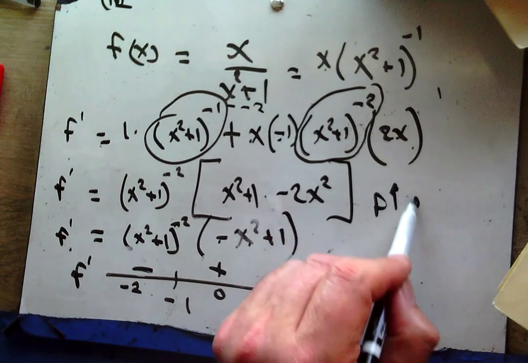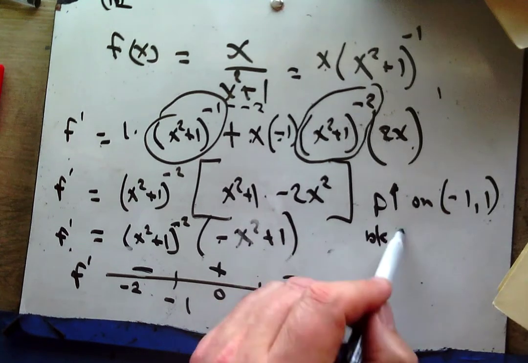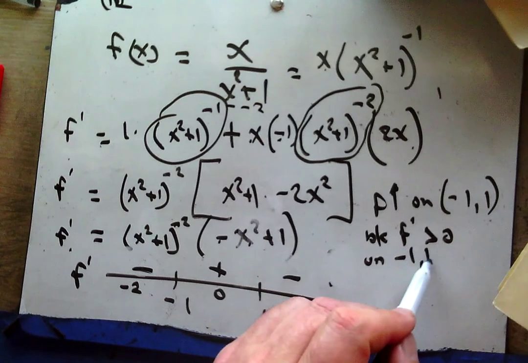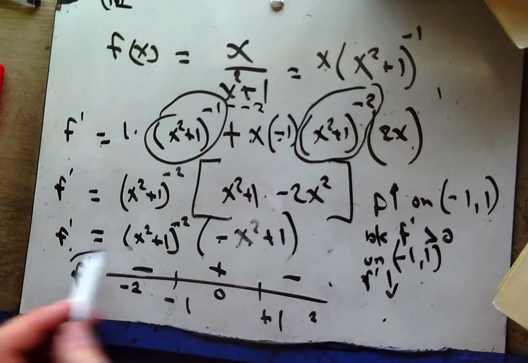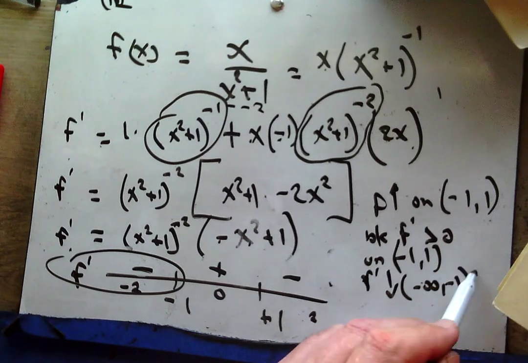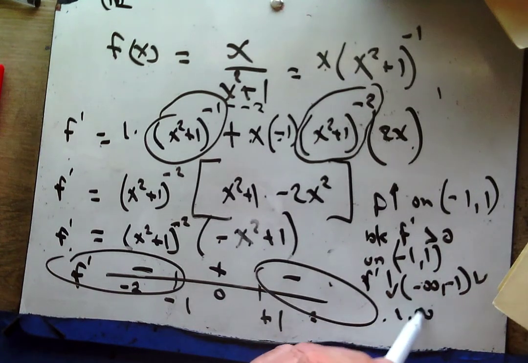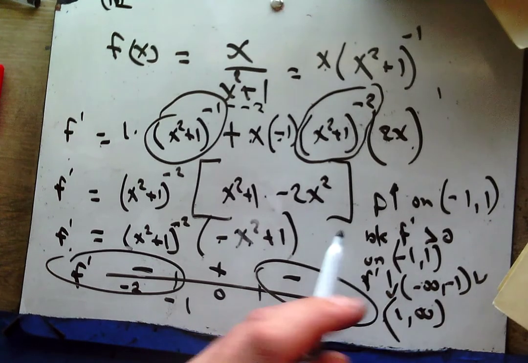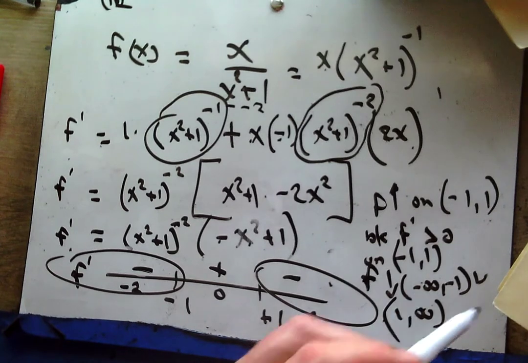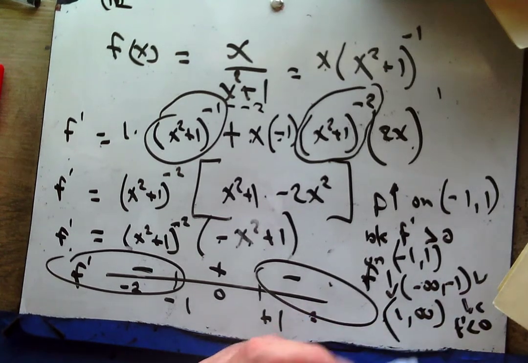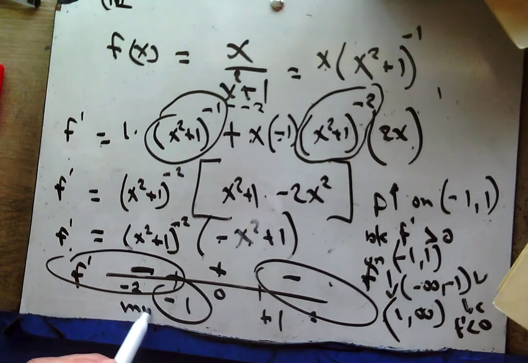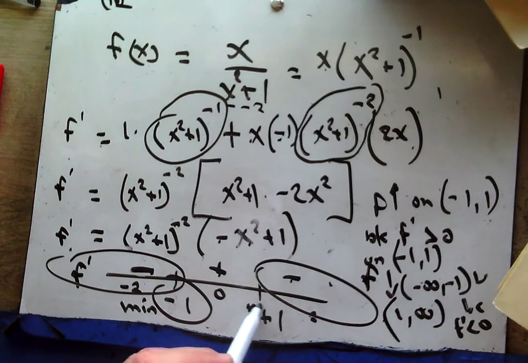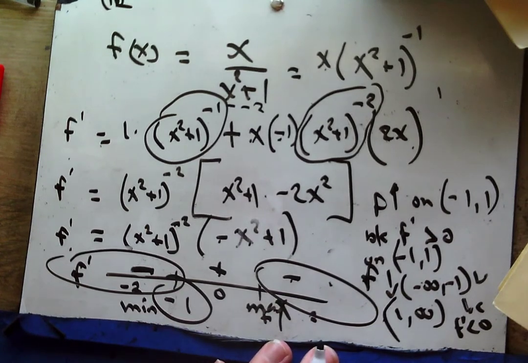F is increasing on negative 1 to 1 because f prime is greater than 0 on negative 1 to 1. Now, then they say, where is f decreasing? Well, f is decreasing from negative infinity to negative 1, union 1 to infinity, because f prime is less than 0. Minimum and maximum: when f prime goes from minus to plus, I have a minimum. And when f prime goes from plus to minus, I have a maximum on f. Okay, and I'll let you write those justification sentences.